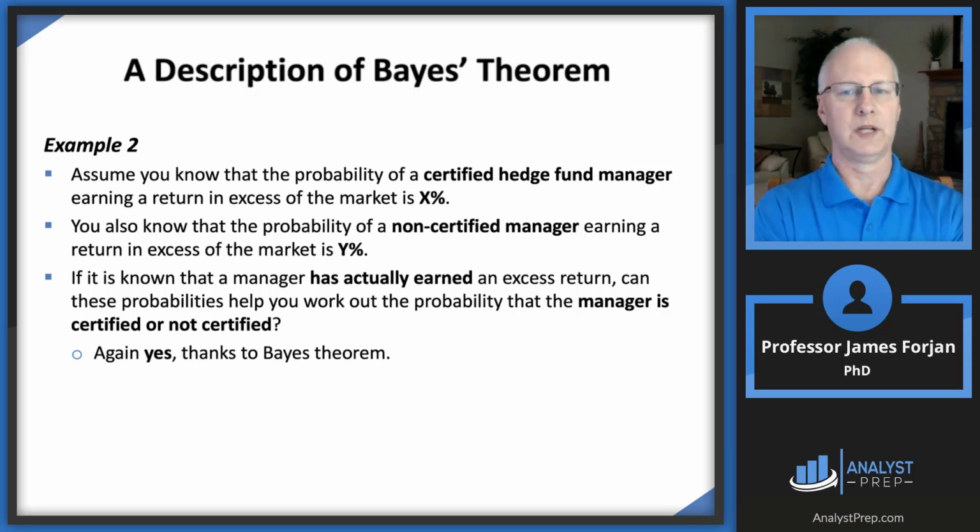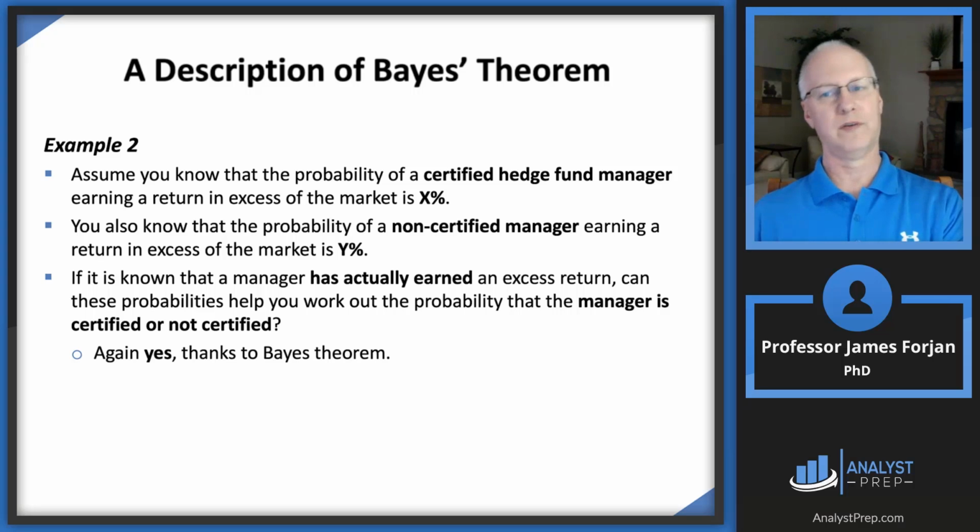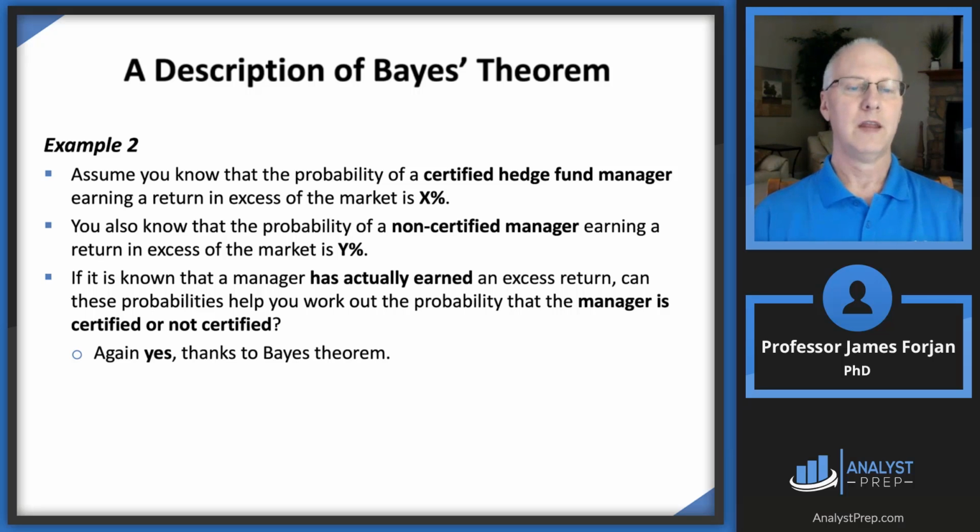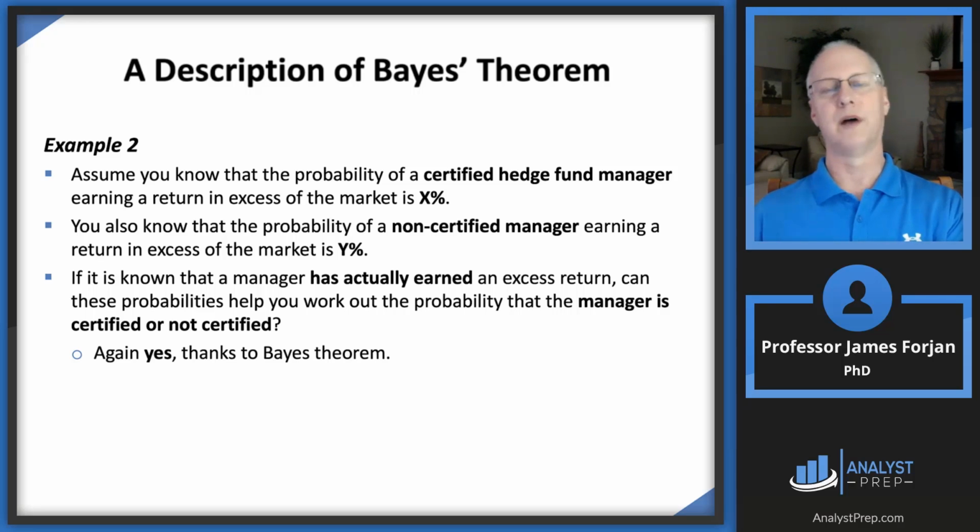How about a financial example here? Let's suppose that you know the probability of a certified hedge fund manager earning an excess return, or outperforming the benchmark, assuming it's the market portfolio, is X%. You also know that the probability of a non-certified manager earning an excess return is just Y%. All right. Now, if you know that a manager has actually earned an excess return, so you just randomly pick a manager and this manager has generated an excess return, can you figure out what the probability is that the manager is either certified or non-certified? And the answer is, of course, yes.